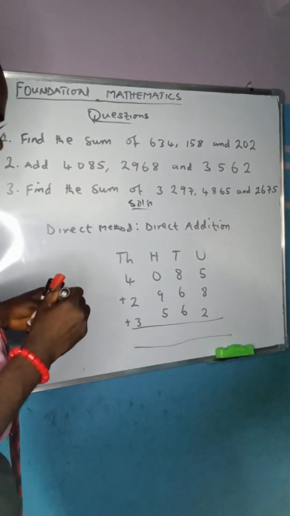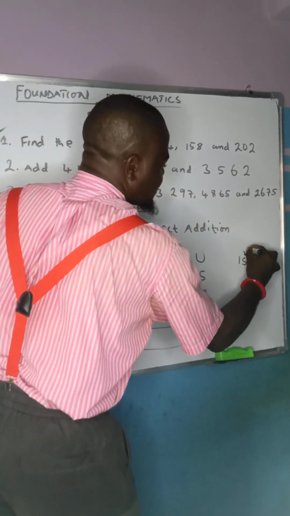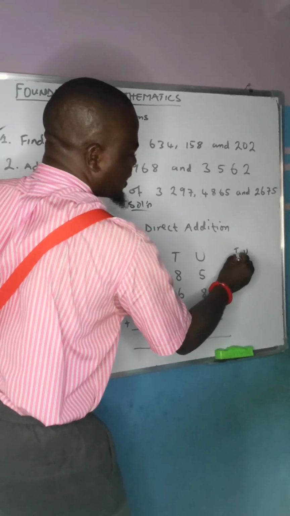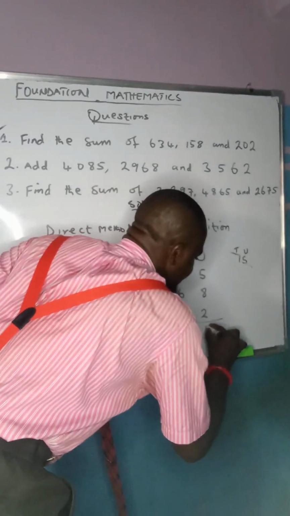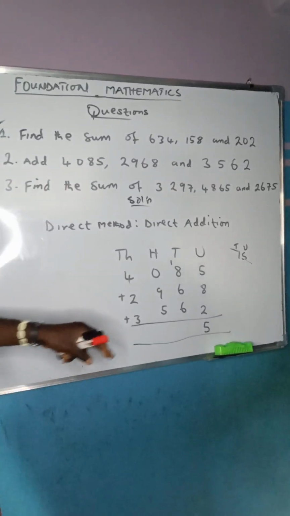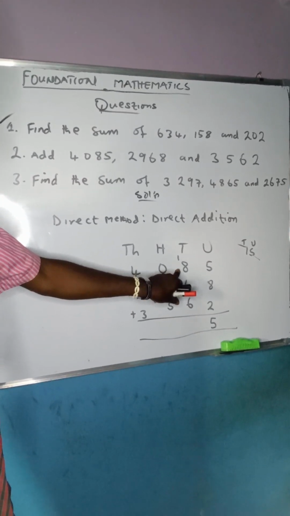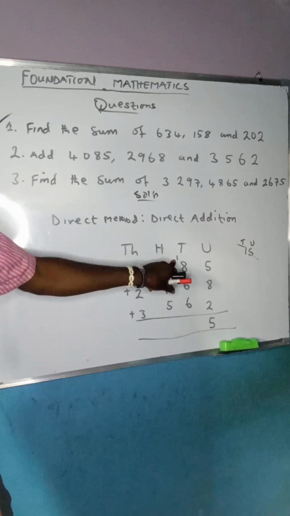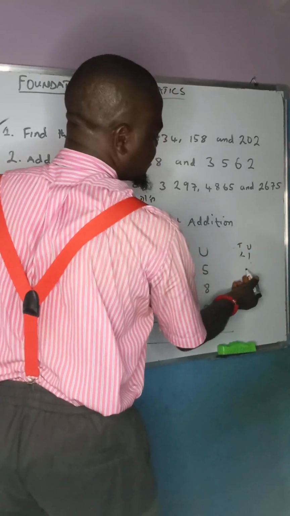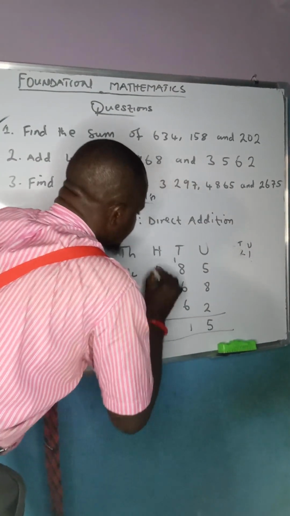2 plus 8 is 10. 10 plus 5 is 15. When you have two numbers, this is the unit and this is the tens. You write 5 and carry 1. So I'll write 5 and carry 1. 6 plus 6 is 12. 12 plus 8 is 20. Plus the 1 I carry is 21. When you have 21, you write down 1 and carry 2.